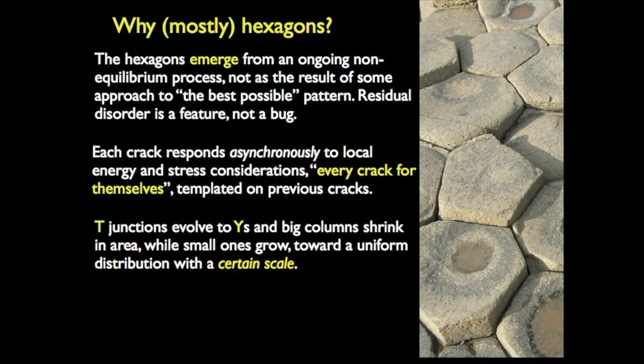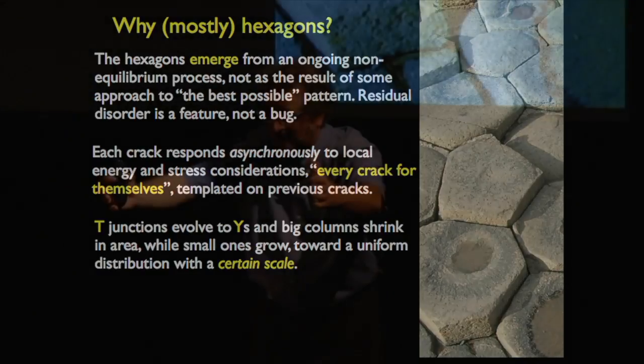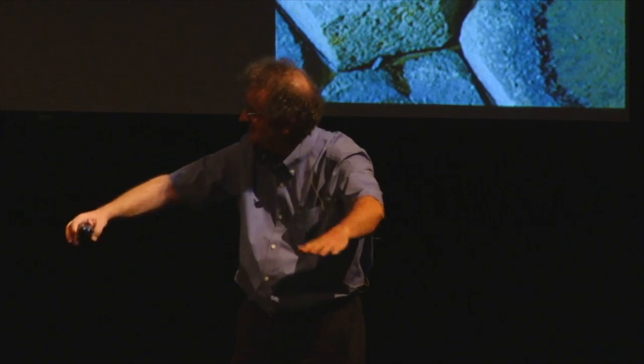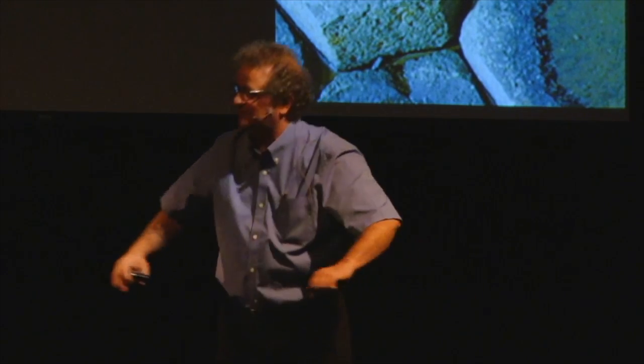There's another fact, which is that, as I showed you, the T-junctions evolve into Y-junctions, and big columns shrink in area and small ones grow. And you can understand this because if two cracks are too far apart, they'll attract each other, okay, and they'll try to eat that big column up. If they're too close together, the ones on the other sides will pull, the stresses will be in such a direction that they can get more energy and they can crack better by going in that direction. So there's a tendency for big ones to get smaller and smaller ones to get bigger. And you saw that in the movie.